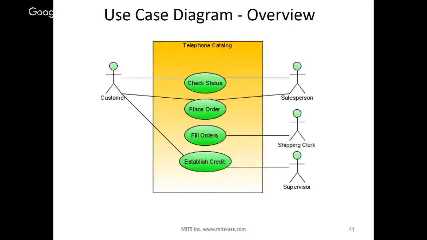So you have some system boundary, that's the box. And then each of the ovals here is a separate use case. The actors are the stick people.